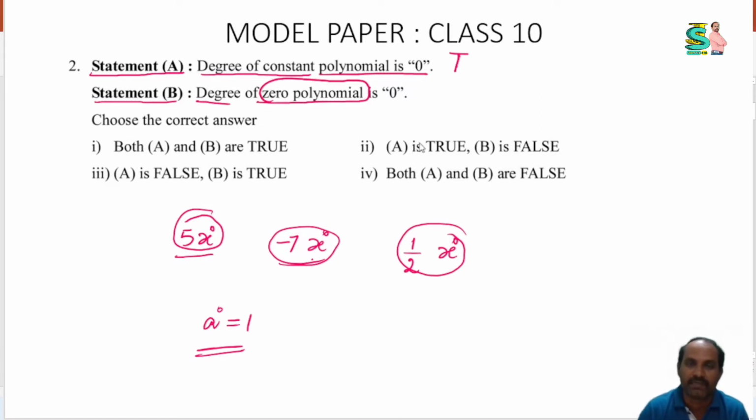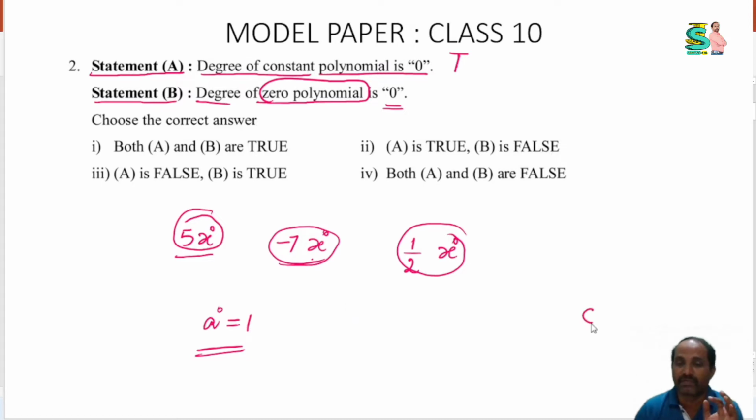He has given that the degree of the 0 polynomial is 0. What is a 0 polynomial? First, I will give the link in the description. Go to that description box and learn the basics of polynomials and types of polynomials. The introduction part is there, so check out that introduction part also. Now, what is a 0 polynomial? If each term of a polynomial is 0, all terms are 0, that one is called a 0 polynomial.